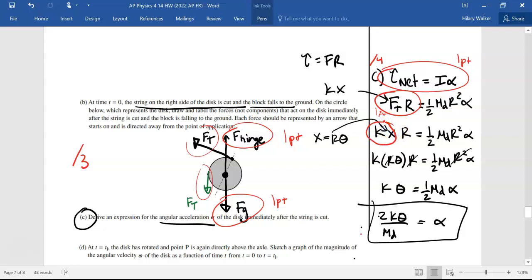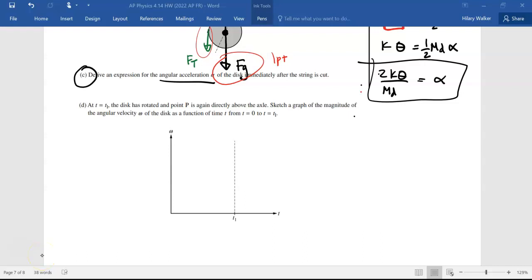And then you get 1 point for combined plugging in what I is correctly from the problem and plugging in what you already found for x, which is r theta. And there are your 4 points. So let's go ahead and look back at this one.